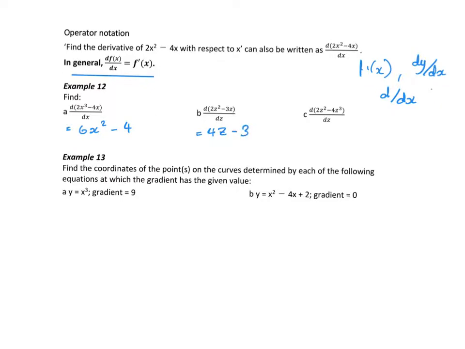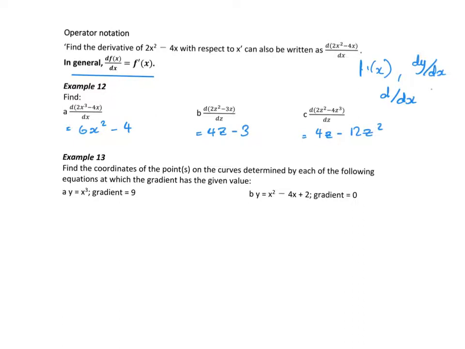And here is a dz as well. So 2 times 2 is 4z minus 12z squared. So they're much of a muchness of what we've been doing. Have a look now at example 13.